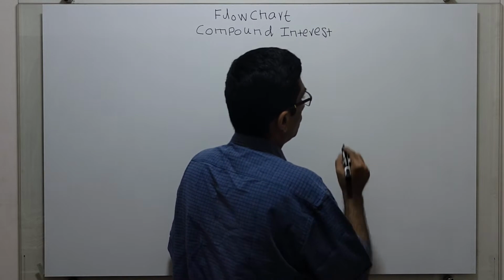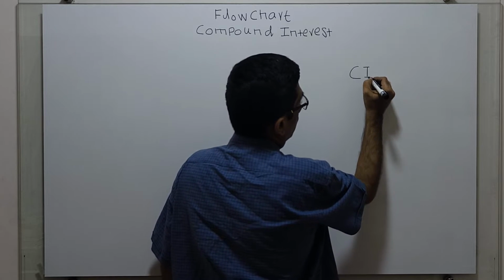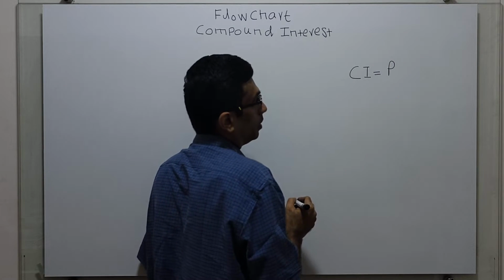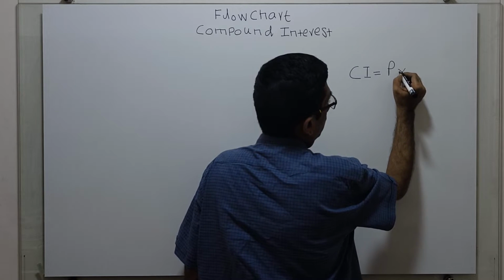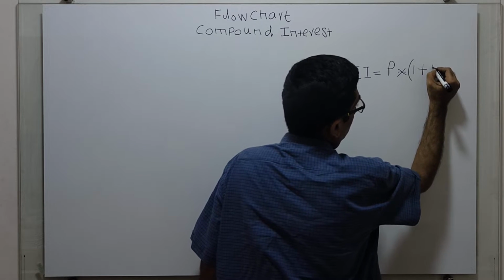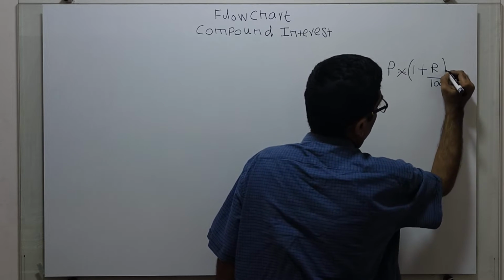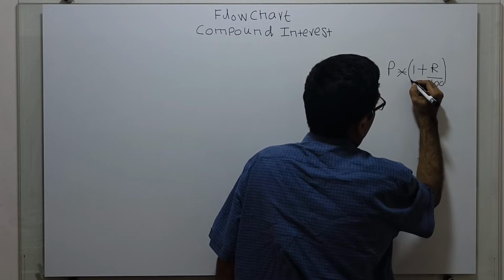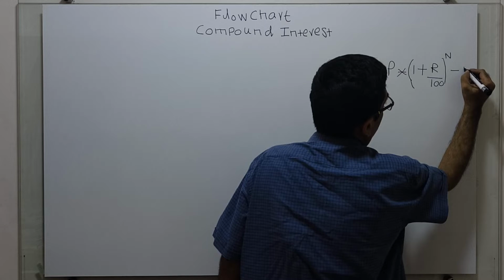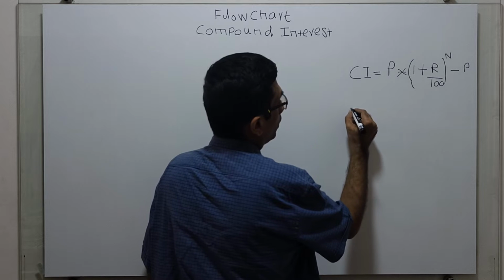The formula for compound interest: CI equal to P multiplied with (1 plus R divided by 100) whole power n minus P. So CI is the compound interest.